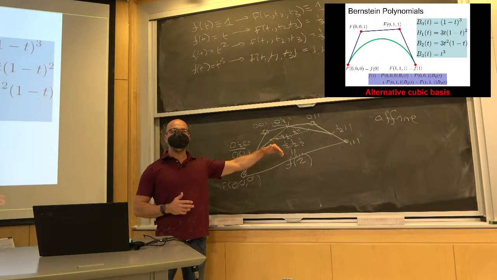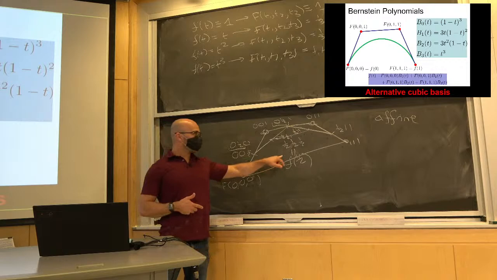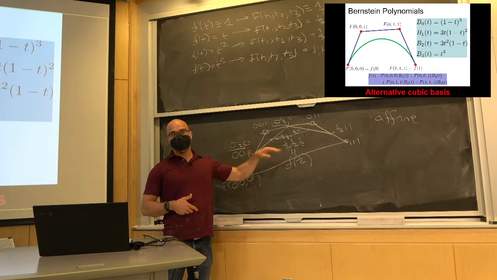In fact, if you're really good, you can use the de Casteljau algorithm, but instead of 1 half, put a t here. And then you can work out the expression for f of t based on these 4 points. It's going to be kind of ugly, but you'll see that it ends up being exactly that Bernstein basis. I can do that during office hours if you want.